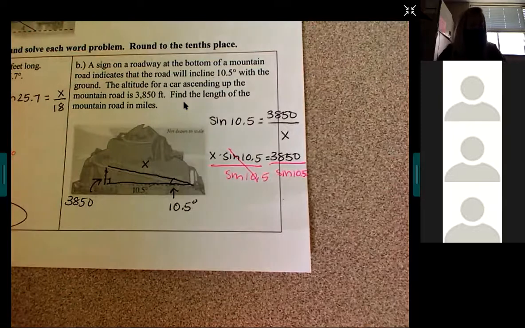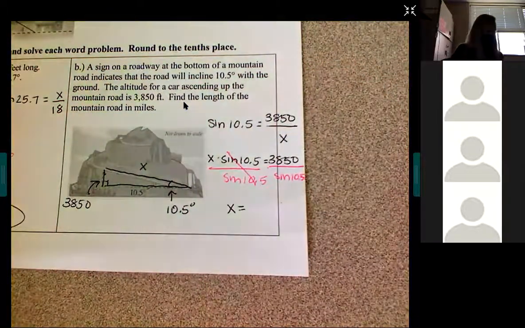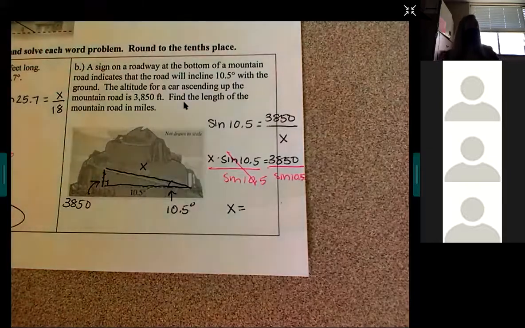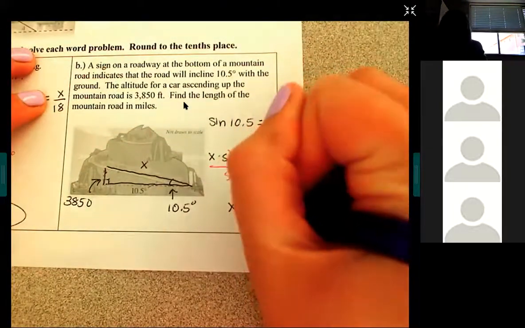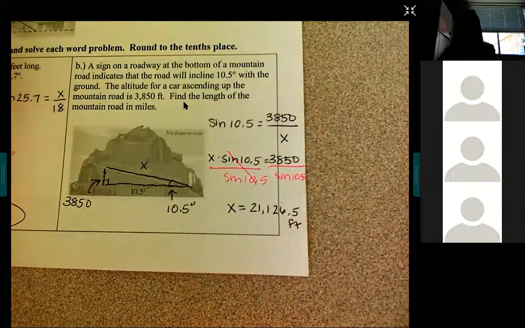What did y'all get for x? I'm going to check you. What'd you say? Are you in degree? Make sure you're in degree. 21,126.5. There we go. 21,126.5 feet. Which makes sense. It should be a really long road.